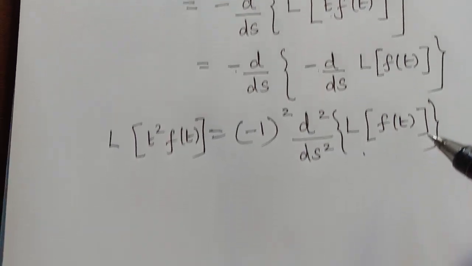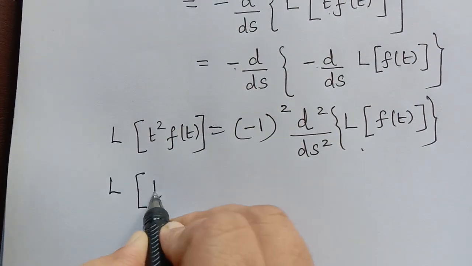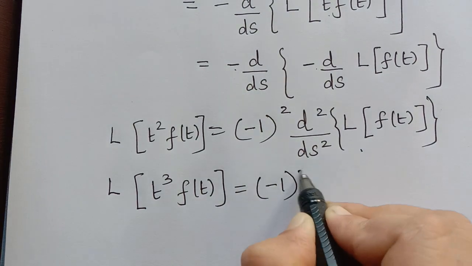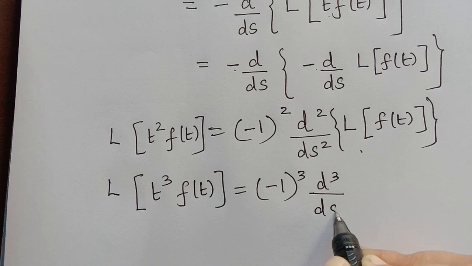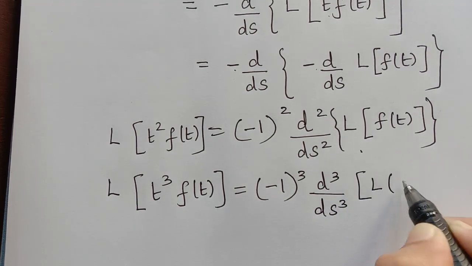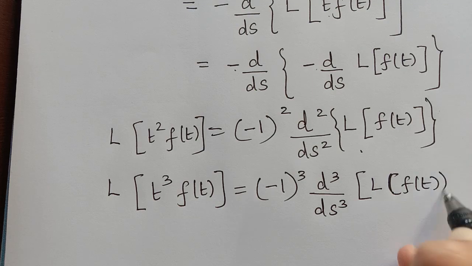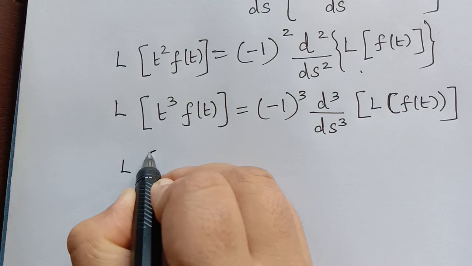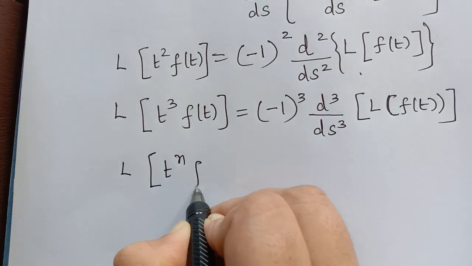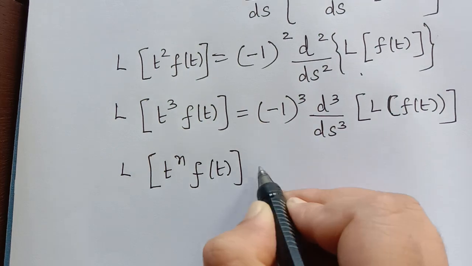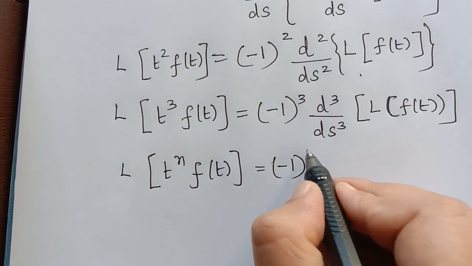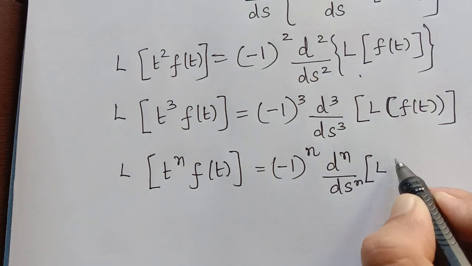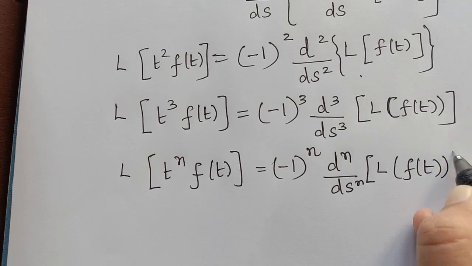In a similar way, we can find L of t cube f of t, which will be equal to negative 1 the whole cube d cube by ds cube of L of f of t. So this is another one. In general, if we have t to the power n, L of t to the power n f of t will be equal to negative 1 to the power n d power n by ds power n of L of f of t. So this is the general one.